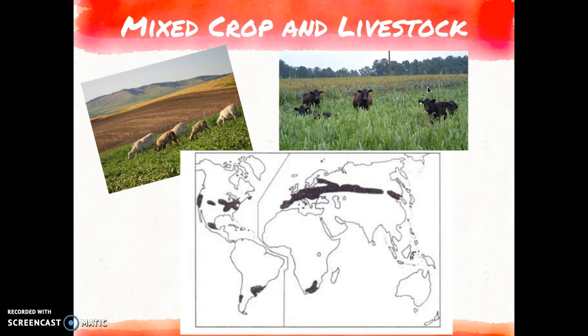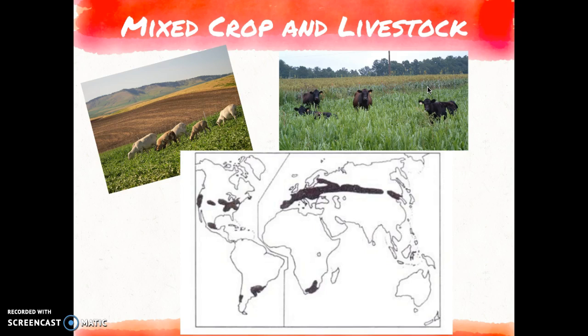The next type is mixed crop and livestock. What this means is on these farms, we see crops being grown as well as livestock being raised. This is the most popular form of agriculture in the United States. And most of the crops that are grown on these farms are not consumed by humans or sold to be eaten. They are made into feed for the animals on that farm.